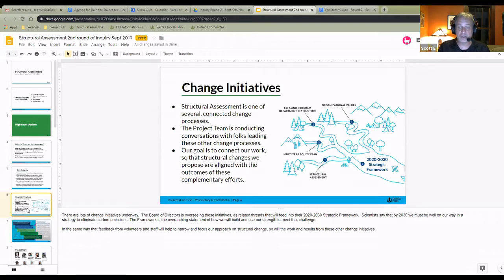We're in conversation, the project team for structural assessment, with leaders for each of these other change initiatives, and really seeking to use both the input we're receiving from teams and individuals through feedback processes like we're talking about tonight, as well as the themes and ideas we're getting from these other change initiatives to continue to narrow the scope of change that we're looking at and putting together that final package that we'll be presenting in May.